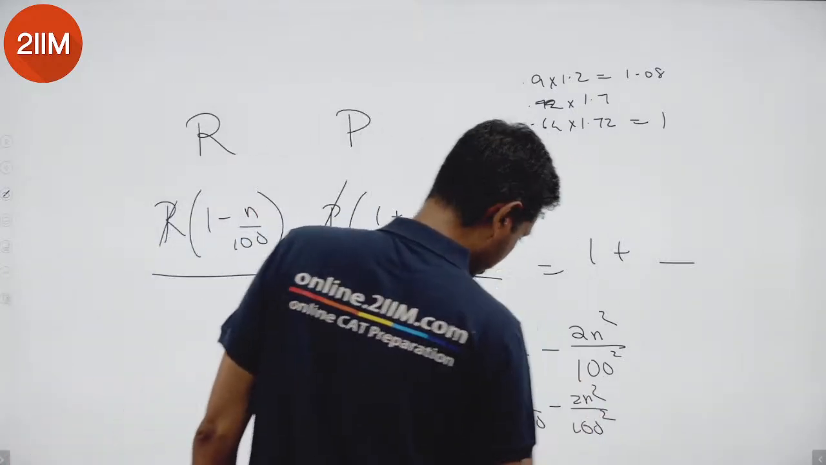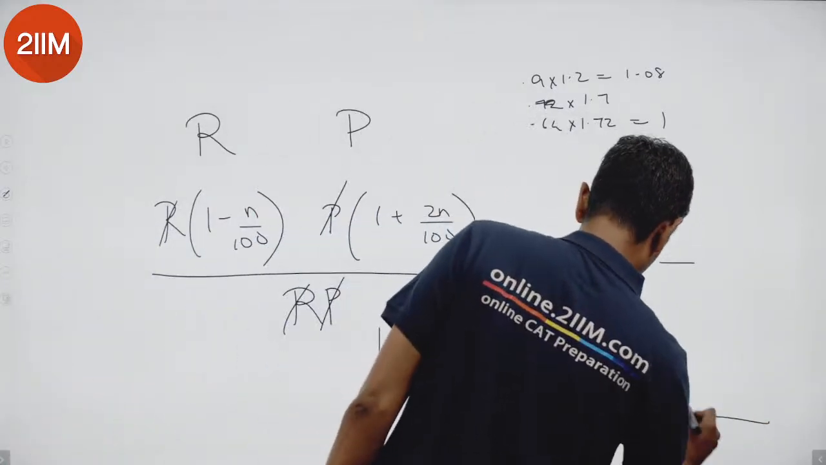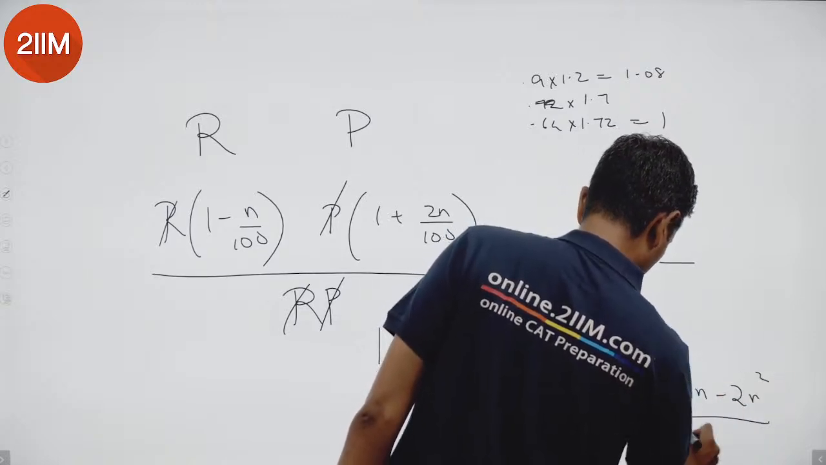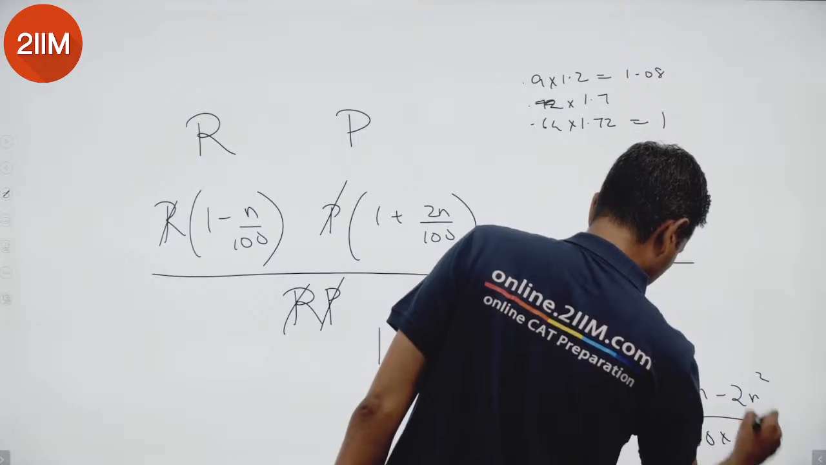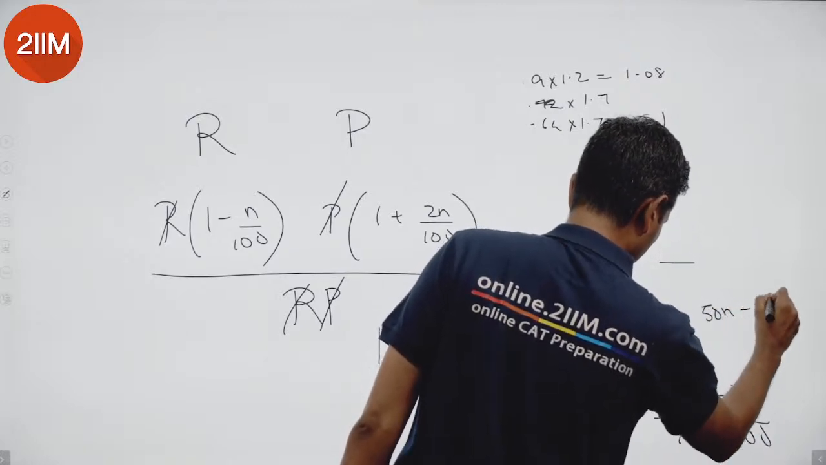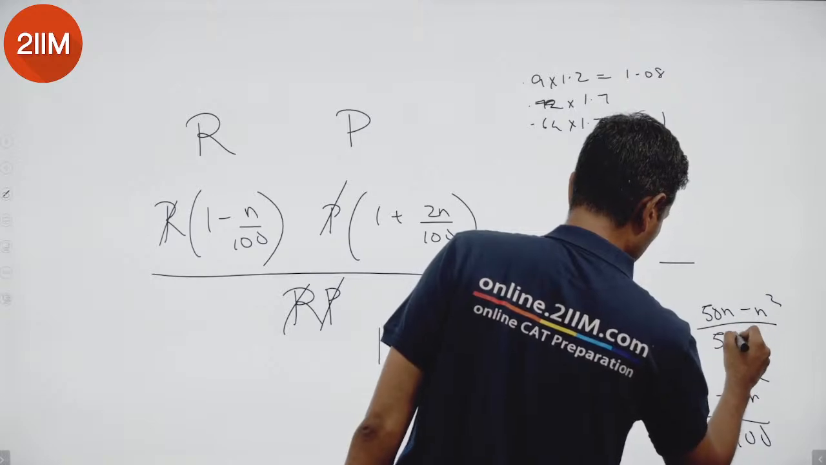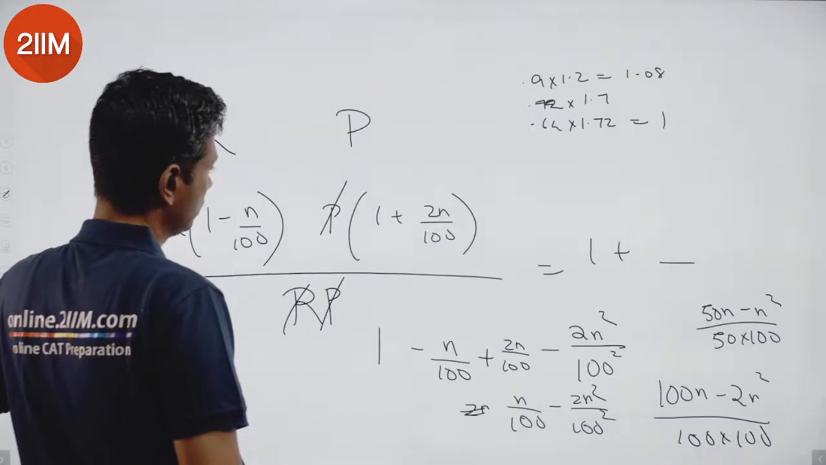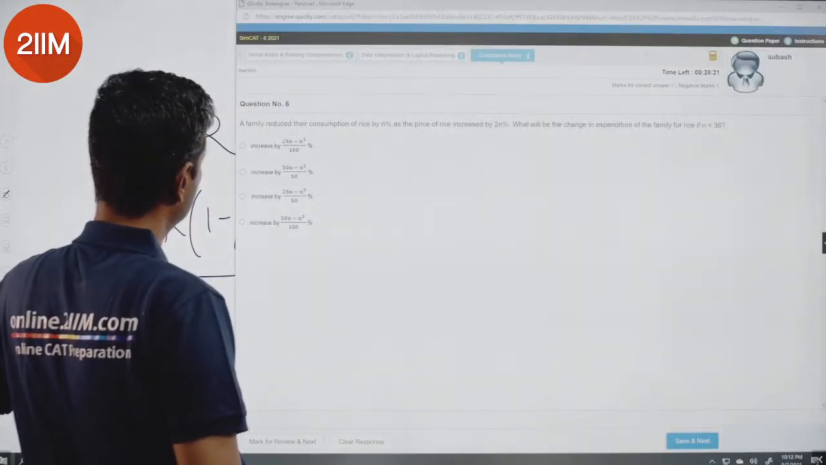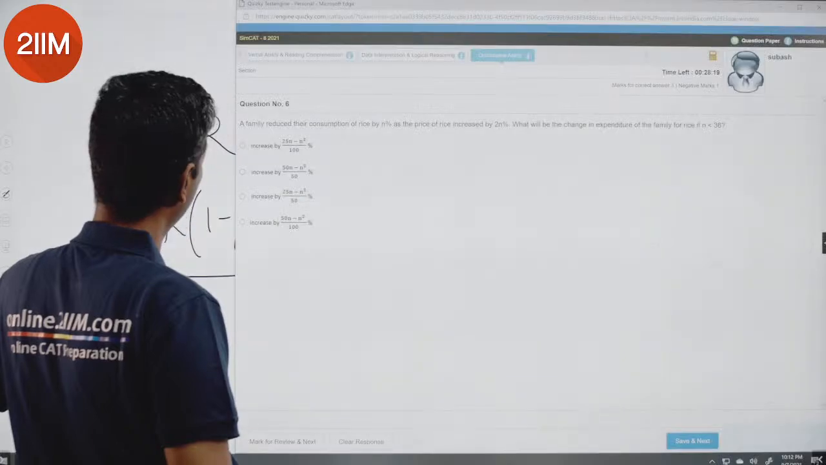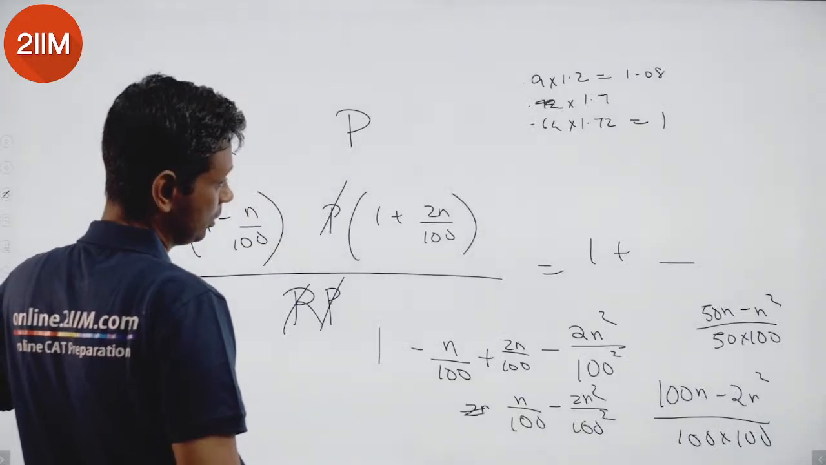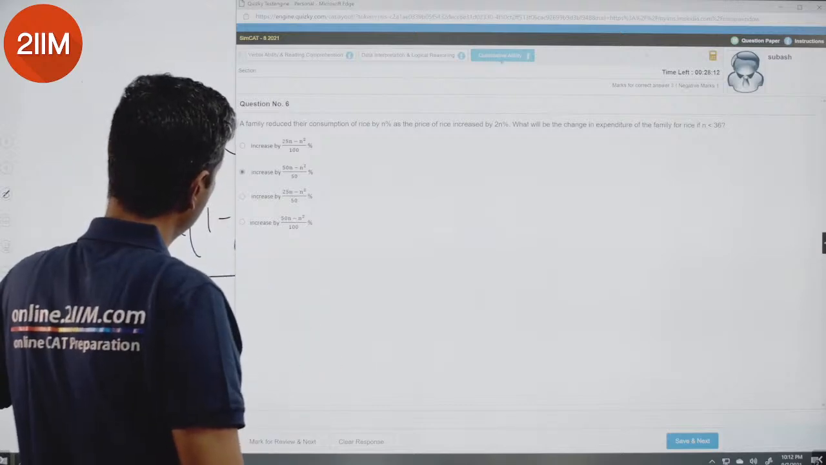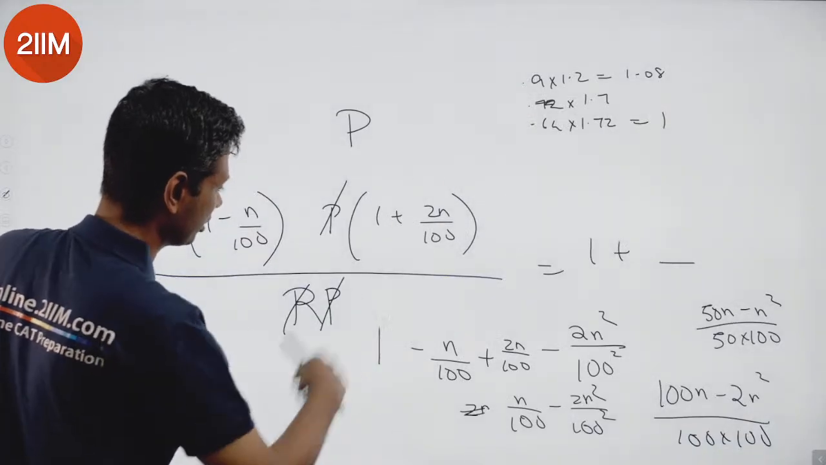So take the LCM, that is 100 square. 100n minus 2n square by 100 into 100, or 50n minus n square by 50 into 100. 50n minus n square by 50, this is what it is, into 100, should be as a percentage.